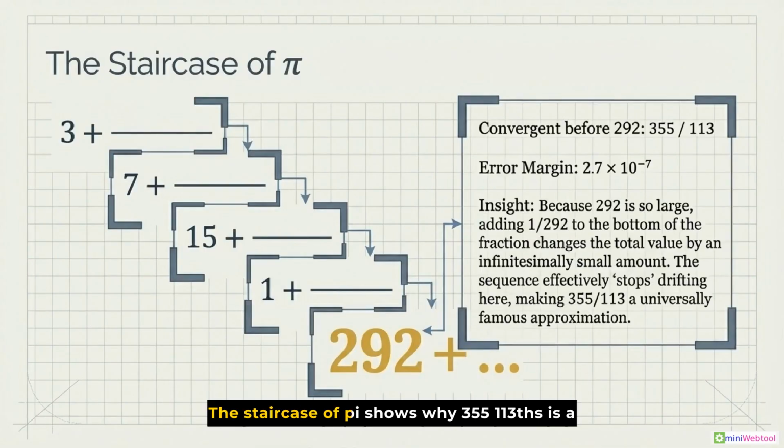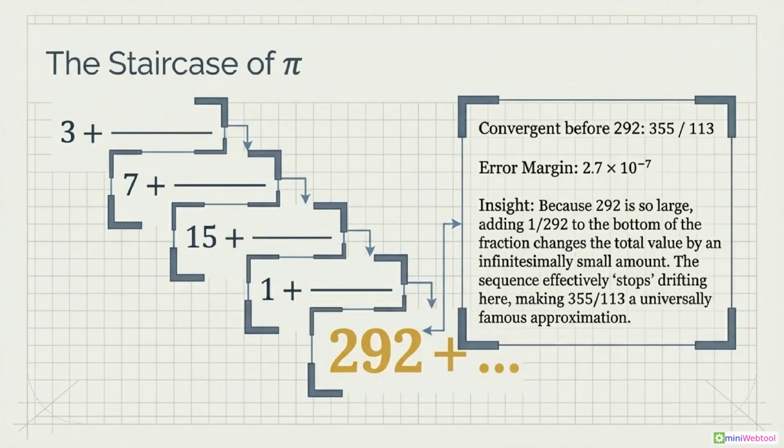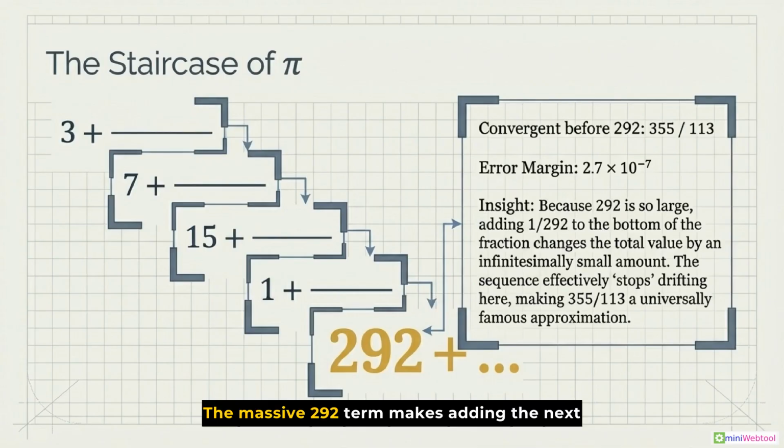The staircase of pi shows why 355/113 is a famous approximation. The massive 292 term makes adding the next fraction change the total value by an infinitesimally small amount, effectively stopping the sequence at a high level of accuracy.